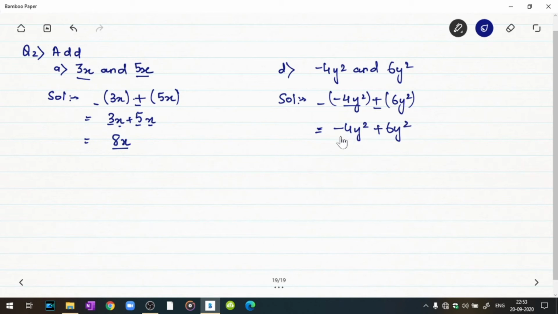Now you will solve the numerical coefficients, and as the numerical coefficients have different signs, you will subtract 4 from 6. So you will get 2, and now you will write the answer as a product of this number along with the literal coefficient. So you have only y square, so your answer is 2y square.